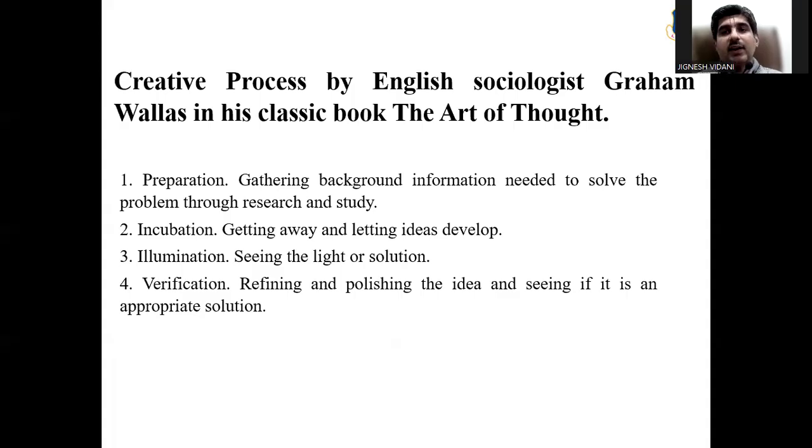Creative process by English sociologist Graham Wallas in the classic book, The Art of Thought. He says the first step is preparation, that is, gathering background information. Second is incubation, getting away and letting the idea develop. Third, illumination, seeing the light or solution. And fourth is verification, that is, redefining and polishing the idea and seeing if it is an appropriate solution.